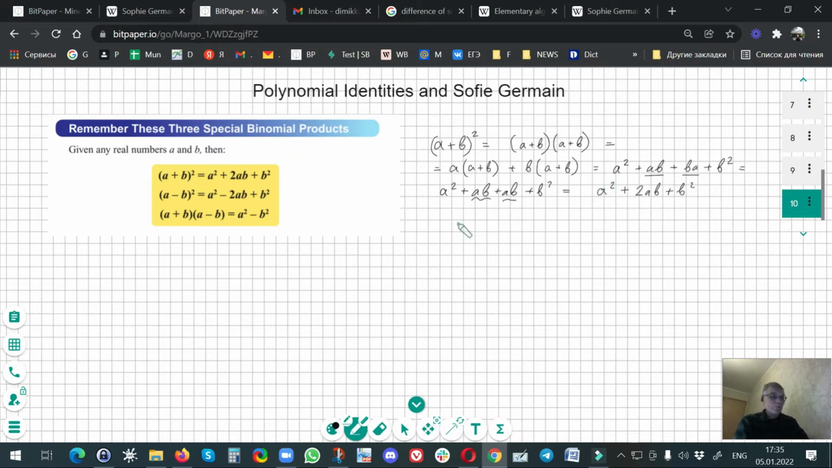The same thing happens when we prove the second expression. A minus b squared is by definition a minus b times a minus b. And we do the same thing again.